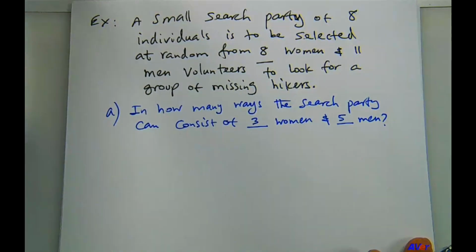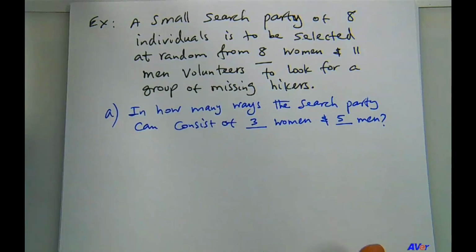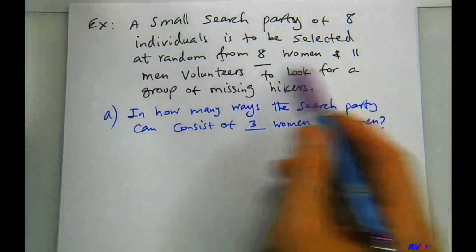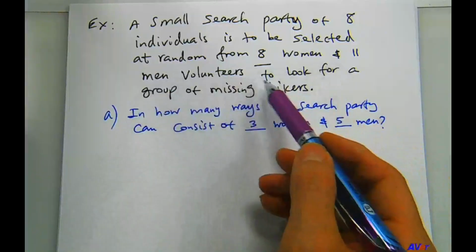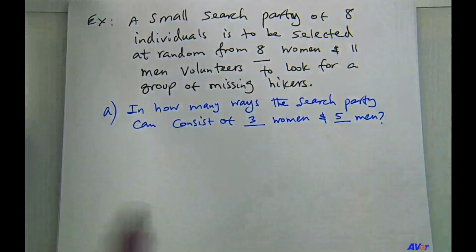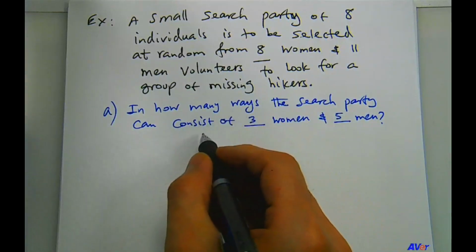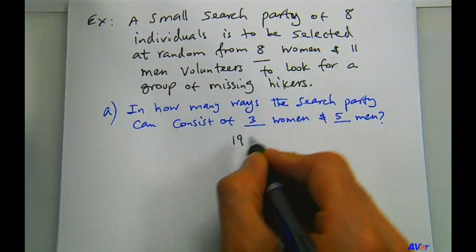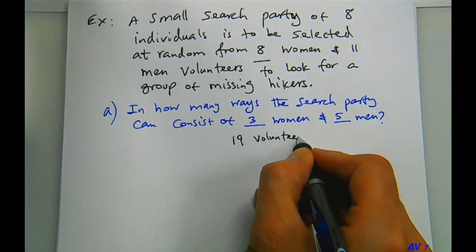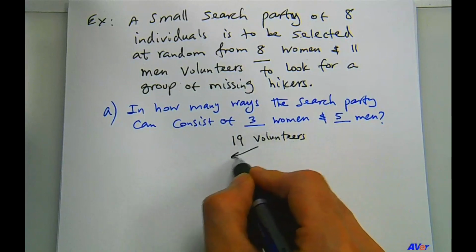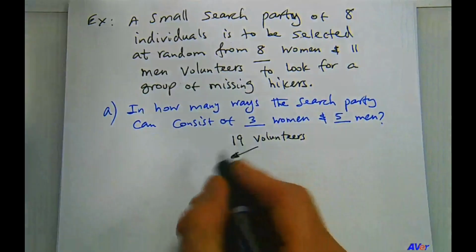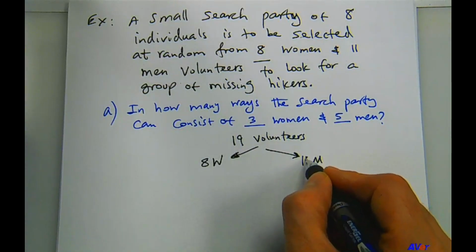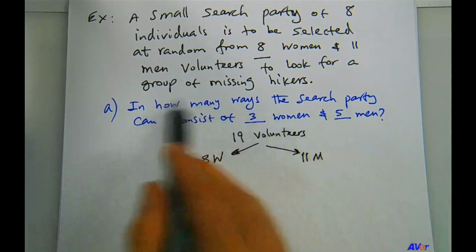Okay, so we have a small search party of 8 individuals to be selected at random from 8 women and 11 men volunteers to look for a group of missing hikers. So let's organize this information. We have a total of 19 volunteers, right? And out of these 19 volunteers, we have 8 women and 11 men to look for a group of missing hikers.